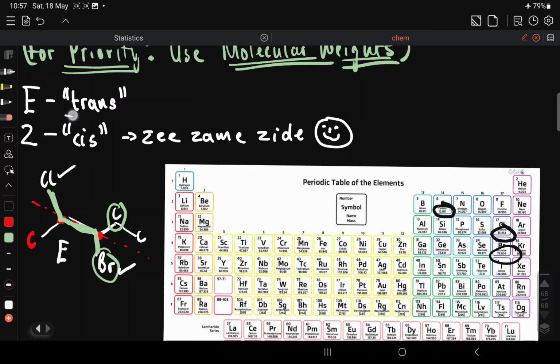Because if you see, E is the equivalent of trans. In other words, it behaves like trans. Then for Z, Z is the equivalent of cis, which here's what we joked saying. Z is the same side. Okay? Z means they are on the same side.